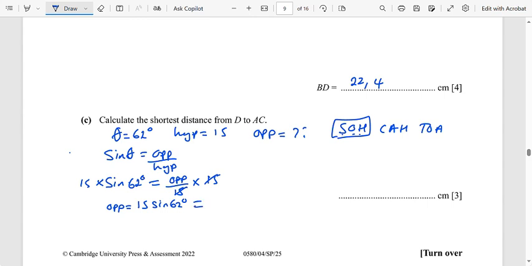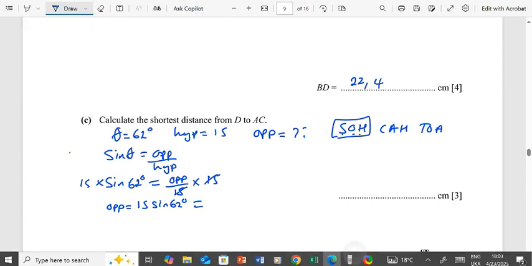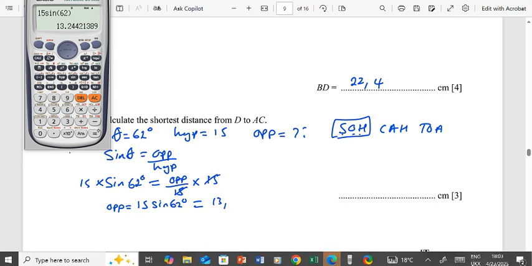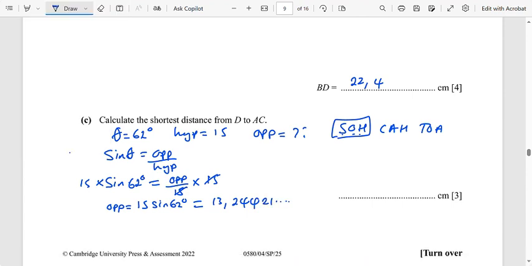So I might need the help of a calculator here. So 15 sine 62 degrees gives me 13.24421 dot dot. This is also a non-exact value which I need to round off to 3 significant figures, and the answer would be 13.2 centimeters. That's the shortest distance from D to AC.